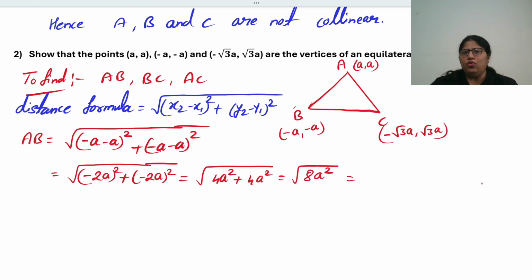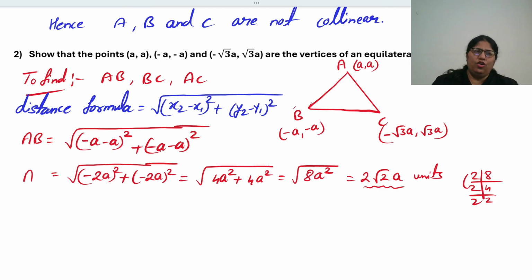Now 8, you know its simplest form has a perfect square, so you can write it as 2 root 2 a, right? So these many units is the length of AB. This is the length of AB.